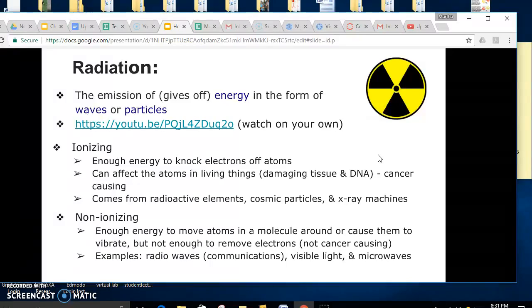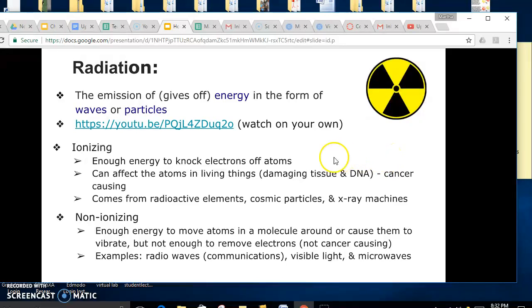Non-ionizing radiation does have enough energy to move atoms in a molecule around and cause them to vibrate, but not enough to remove electrons. And it's not going to damage your molecular structures within your own DNA and your tissue. Examples are radio waves, communications, things like cell phones, and visible light, microwaves. These are things that are not going to be considered dangerous to us.